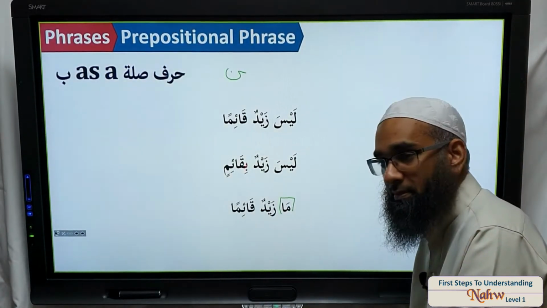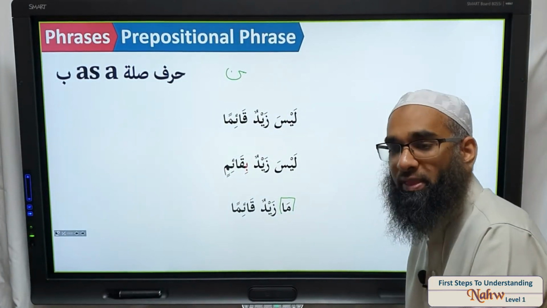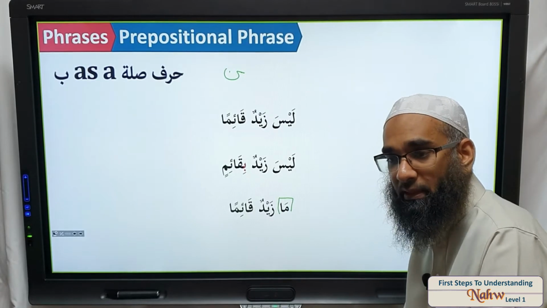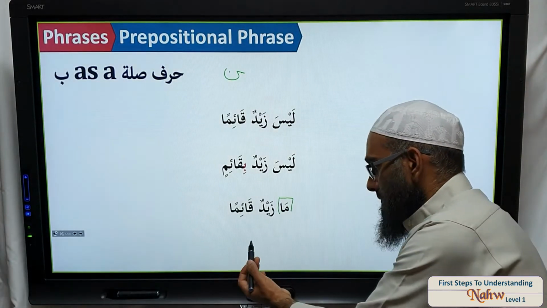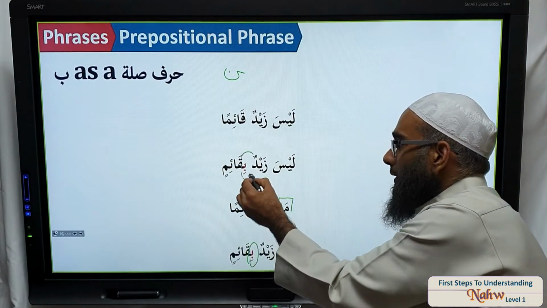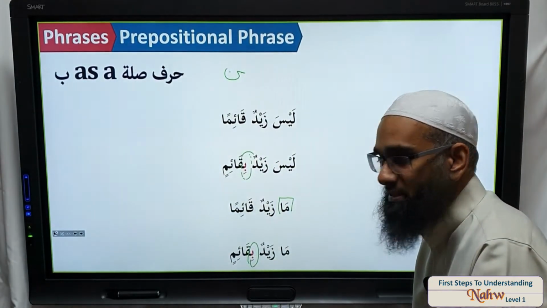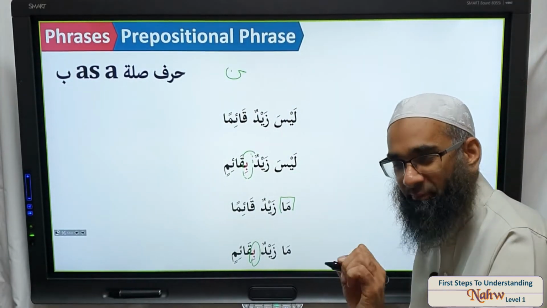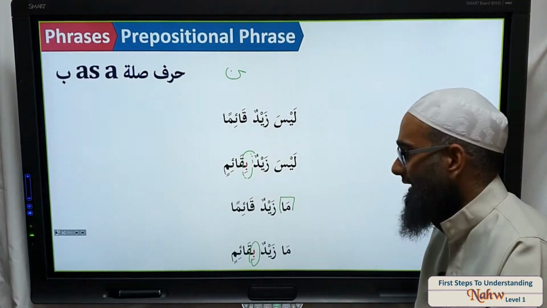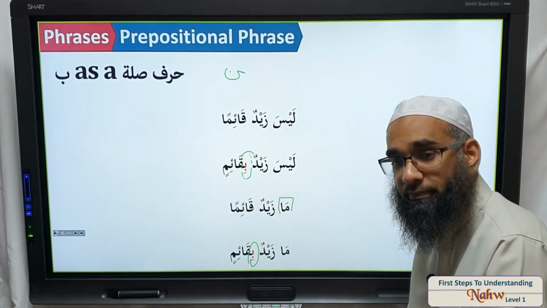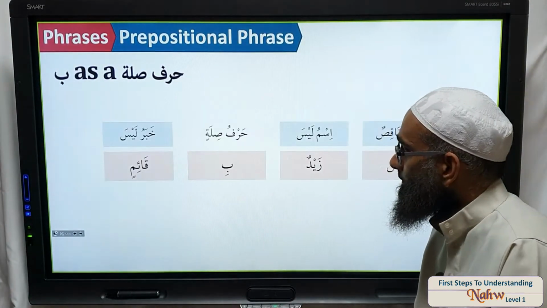It also applies with ma. So for example, ma Zaydun qa'iman, what would that become? Ma Zaydun biqa'imin. Just by bringing the ba harfun jar, what happens? It creates an emphasis in the sentence. You could probably underline it, emphasize a not. Zayd is not standing, Zayd is not sitting. Yes? You get it? Okay.